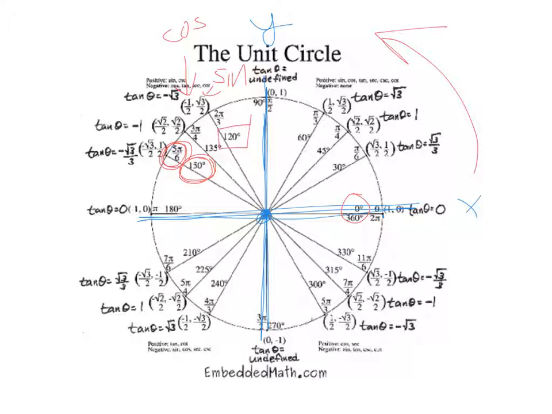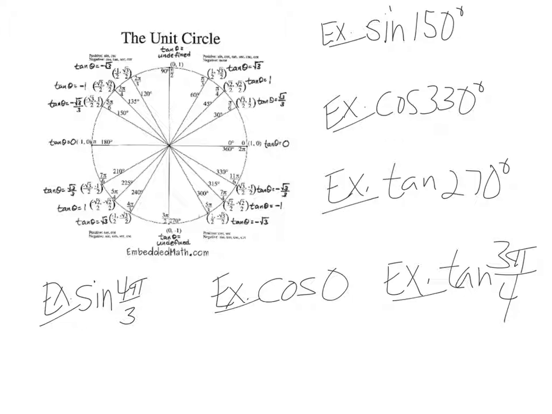So we'll use the unit circle to find some values for angles. Let's first do the sine of 150 degrees. So we find 150 degrees. The sine is the second number in the parentheses, which is 1/2. The cosine of 330 degrees. So here's 330 degrees. Cosine is the first number in parentheses, square root of 3 over 2. I got this circle from embeddedmath.com if you'd like to print out a larger one for yourself so you can see it better.